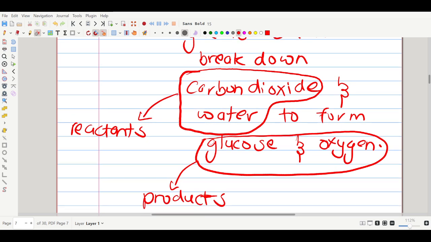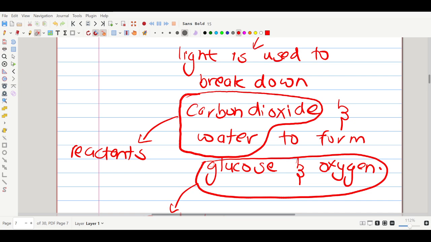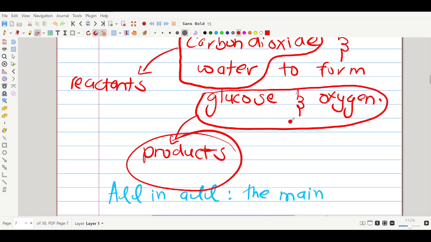As I mentioned already, the stuff on the left hand side is the reactants. These are the raw materials that we start with, the stuff we come with into the reaction. So light is going to be used to break down carbon dioxide and water and then combine them again to form glucose and oxygen. And these are going to be our products.